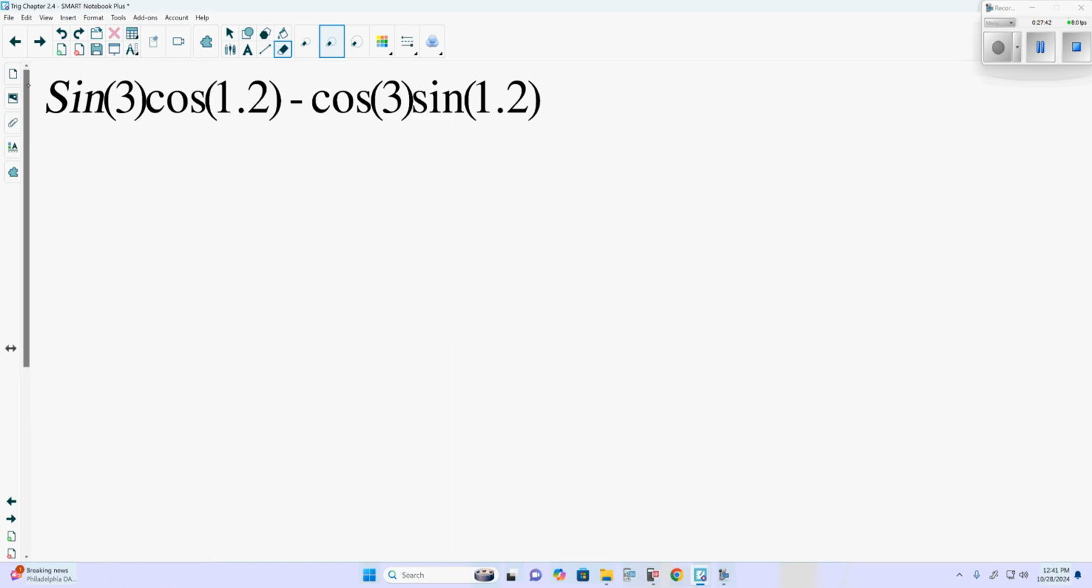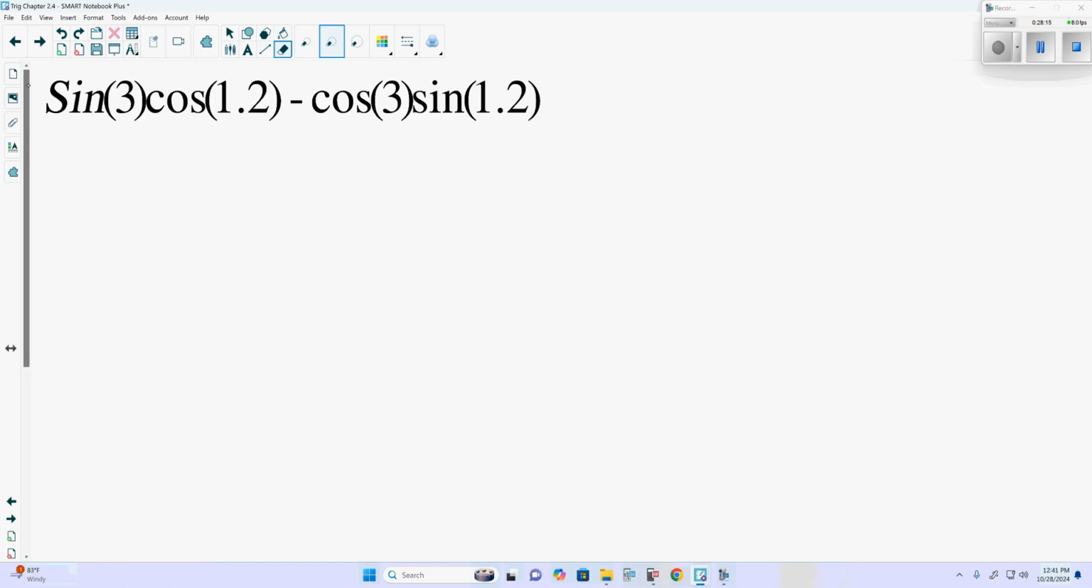Now for these next few here, it's not actually asking us to find the value, because this here is sine of 3 times cosine of 1.2 minus cosine of 3 sine of 1.2. All this is asking us to do is to simplify. We're not actually finding values. We're not finding what the exact value of this is. We just need to simplify it down into a single term, a single expression, in terms of sine, cosine, or tangent.